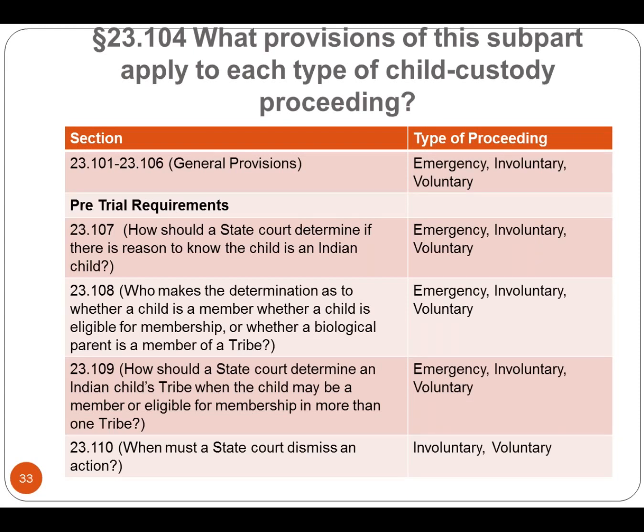Now, this is a very handy chart, and it is included in the full text of the regulations. So I'm not going to go through it slide by slide or section by section, but it tells you which types of proceedings each section of the regulations applies to. For example, 23.107: how should a state court determine if there is reason to know the child is an Indian child? Well, this section applies to emergency proceedings, involuntary proceedings, and voluntary proceedings.